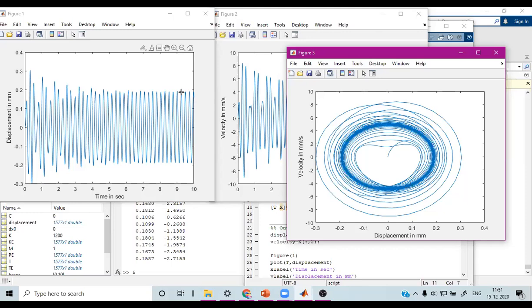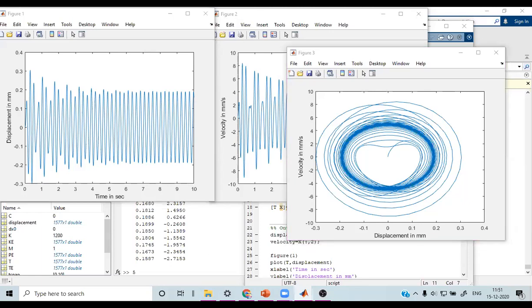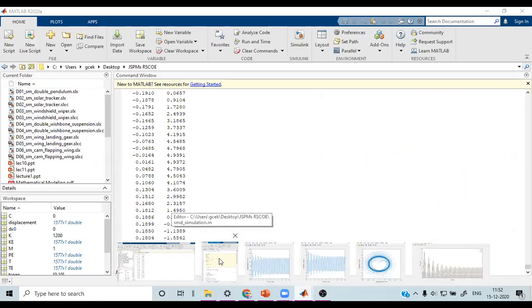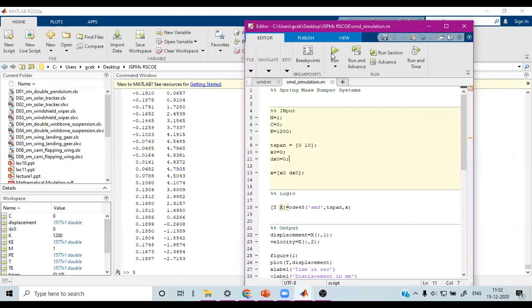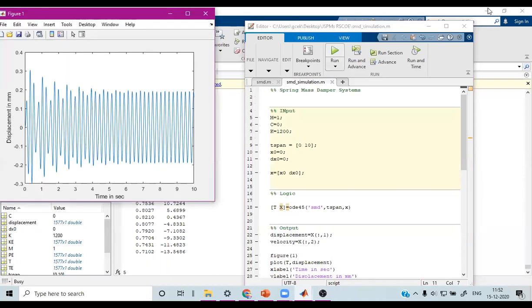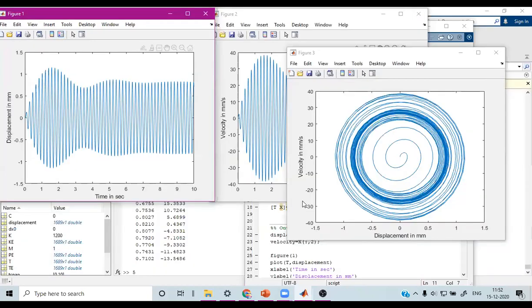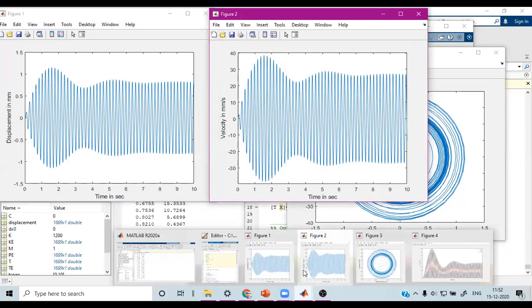We have simulated this, and I think we have completed most of the part. And one more thing, I will change it here. Instead of 0.75, I'll go to 9.5. You can get something more interesting, where the amplitude is increasing and decreasing. This is what is called the beats phenomenon.